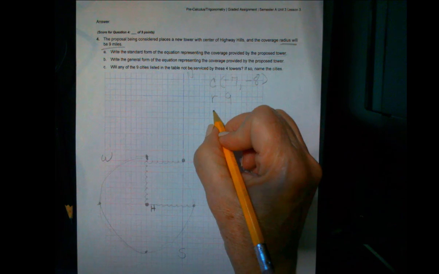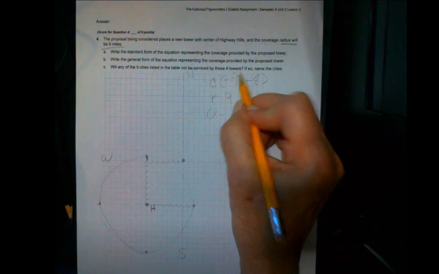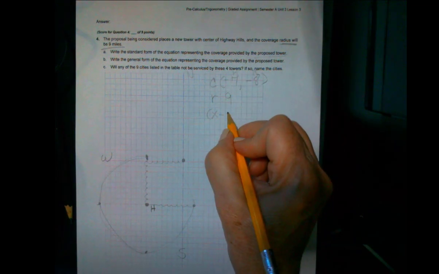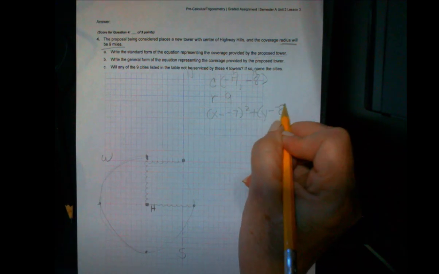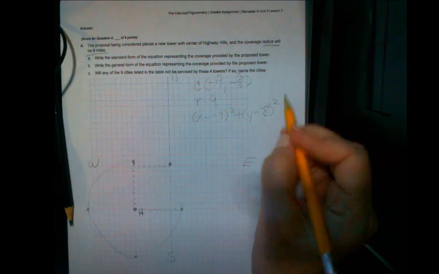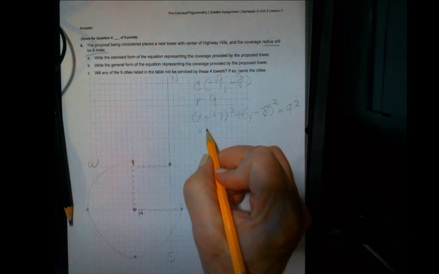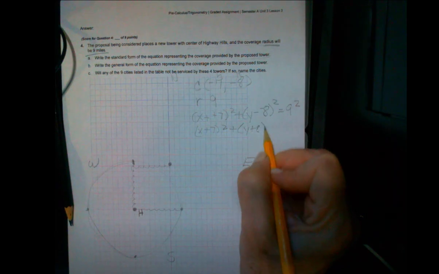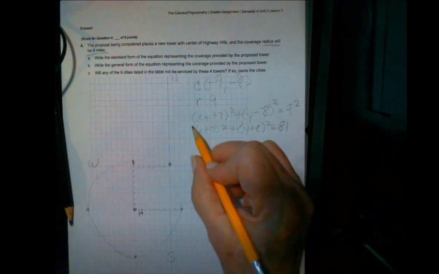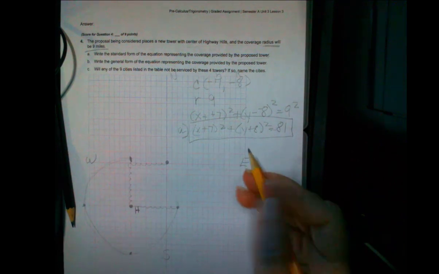So we just plug that into our equation for the circle. x minus h, this is h and this is k. x minus -7 squared, plus y minus -8 squared equals 9 squared. This becomes x plus 7 squared plus y plus 8 squared equals 81. That's the answer to question A. Write the general form of the equation. So you just fill all that out.